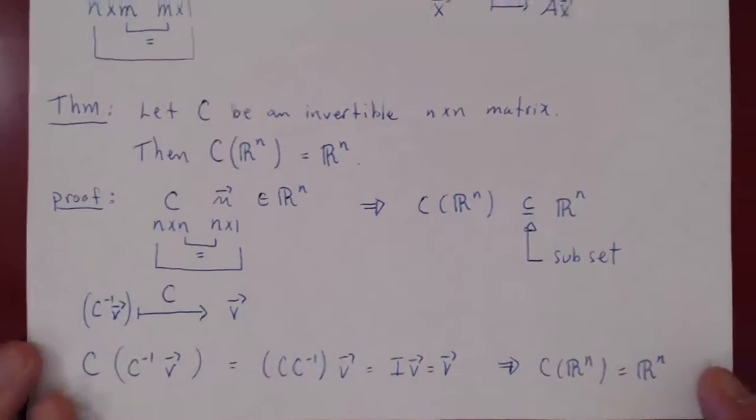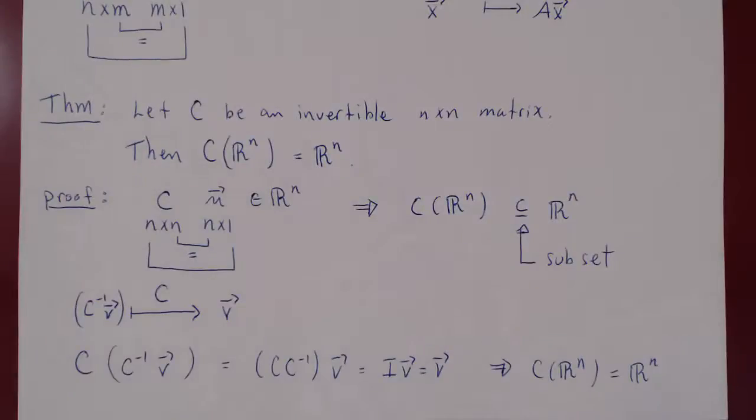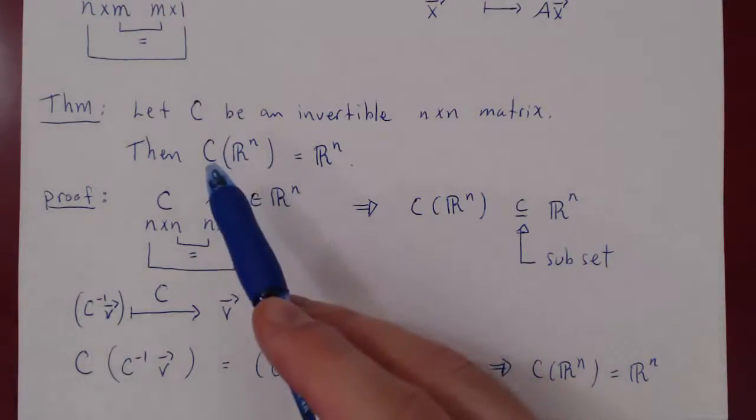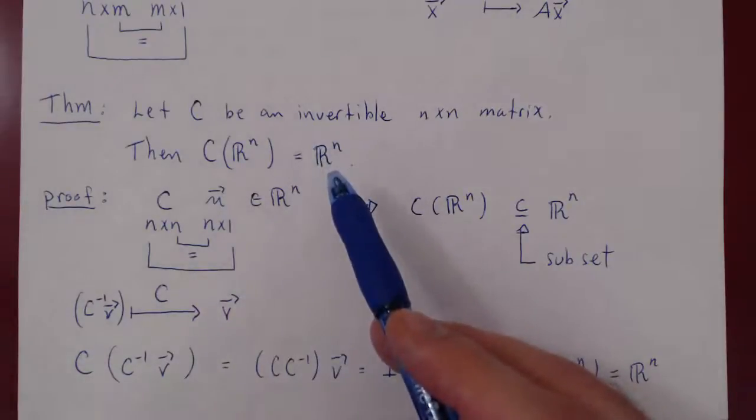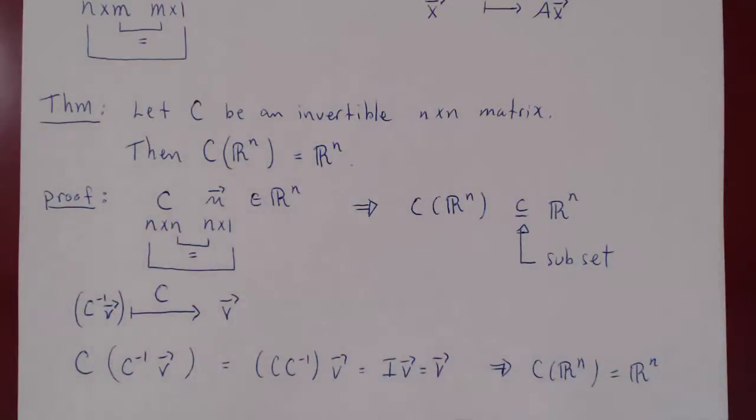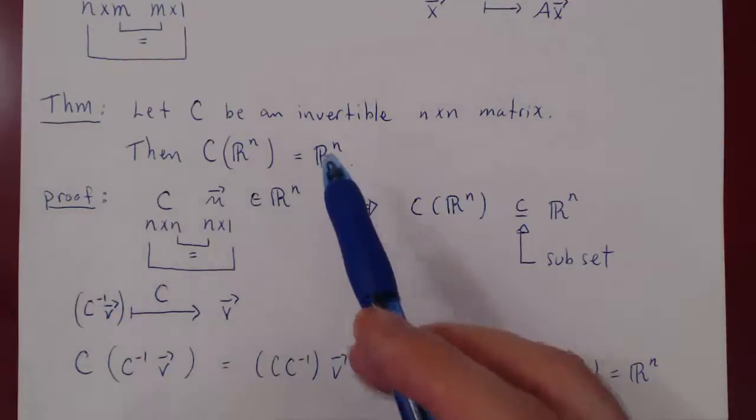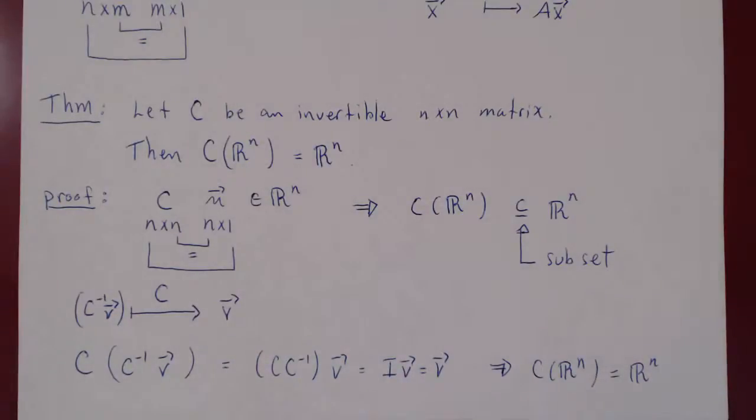So imagine what's happening to the space Rn. If you multiply every vector of the space by the matrix C, you get the entire space back, so it's just shifting the vectors around. That's all that's happening. No vector gets lost. We get back the entire same space. Just things have been moved around one way or another.